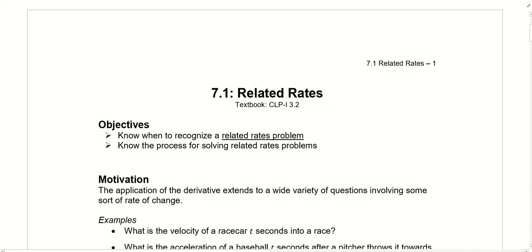In this video, we're going to talk about the 7.1 notes, the first set of notes in topic 7, and this is going to be a discussion about related rates. So when we talk about related rates, the first thing we need to do is be able to recognize when we have one of these sorts of problems, so we're going to talk about that. But the main thing is going to be on focusing on the process for solving these sorts of related rates problems.